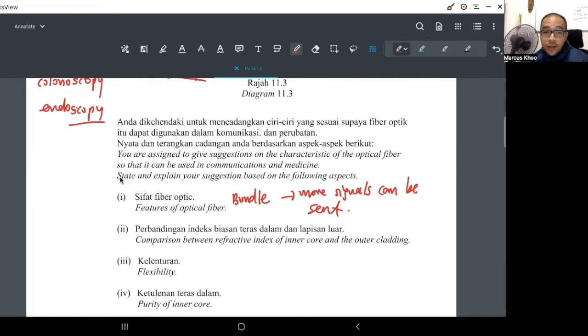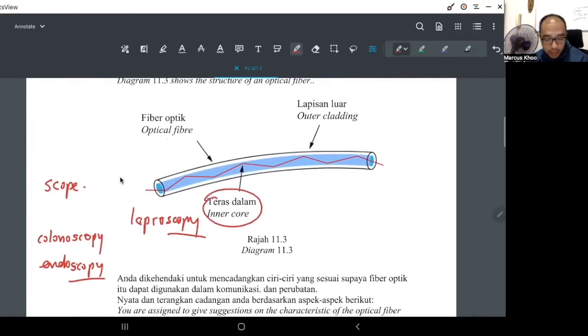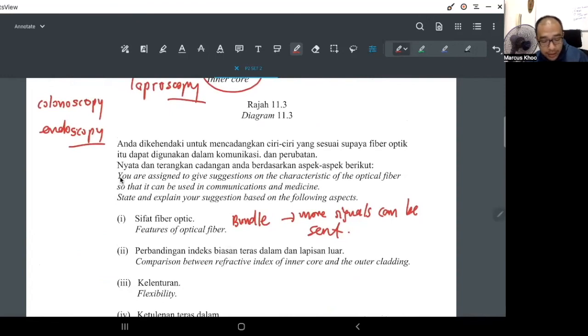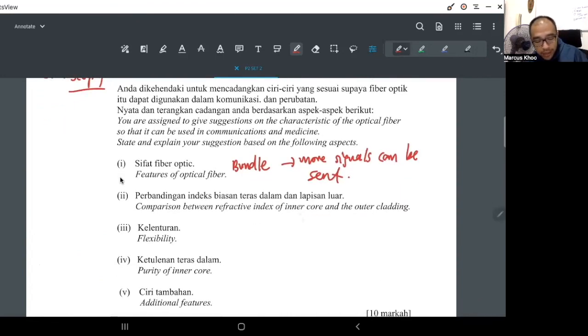Comparison between the refractive index of the inner core and the outer cladding. Inside, this blue color is the inner core, and then there's the outer cladding. Now this is a very important answer to remember: the refractive index of the inner core is bigger, and the outer cladding, the one on the outside, has a smaller refractive index. The reason for this is so that total internal reflection can occur.